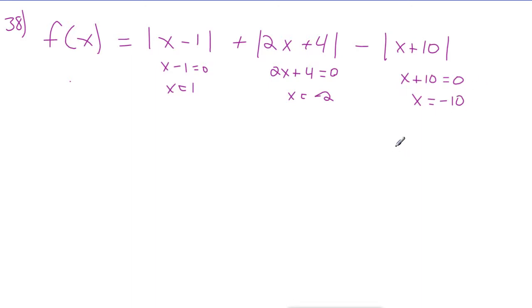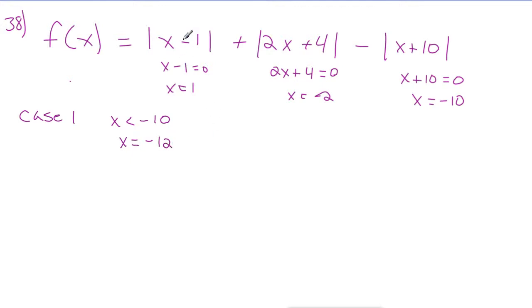Alright, so now we have to figure out what we care about. Negative 10 is obviously the least, so let's start with case number 1. That's going to be when x is less than negative 10. So I'm going to just choose a value here, something like x equals negative 12, let's say.